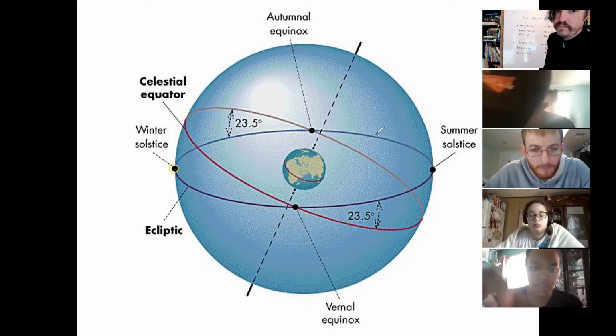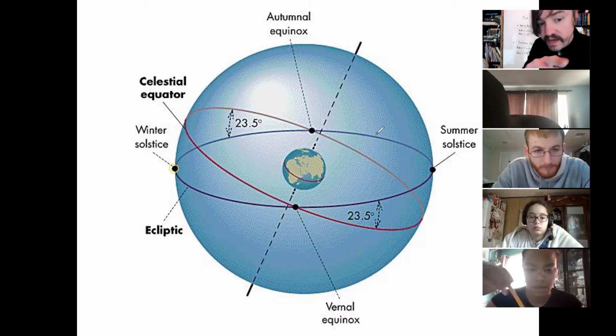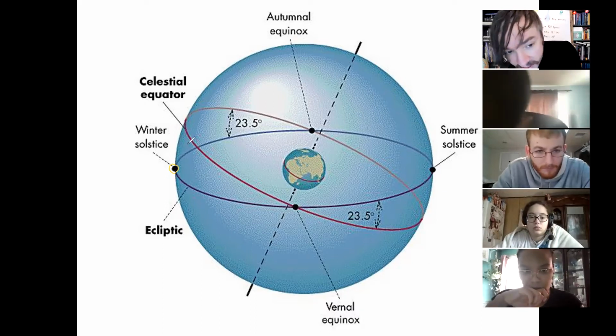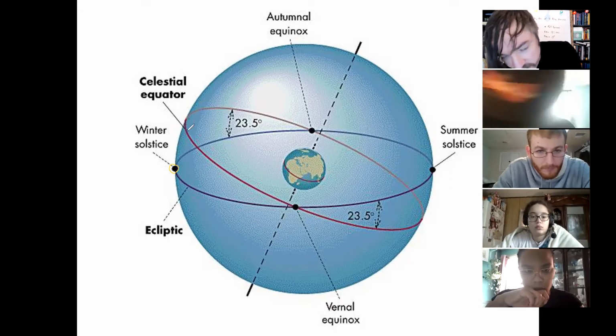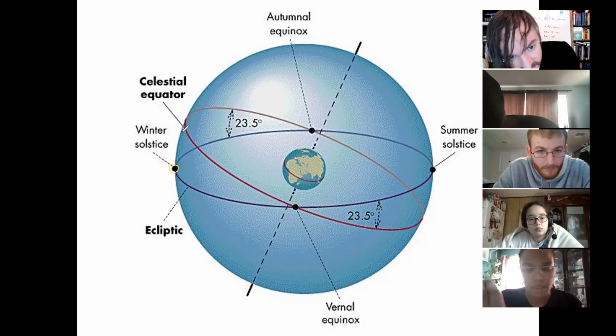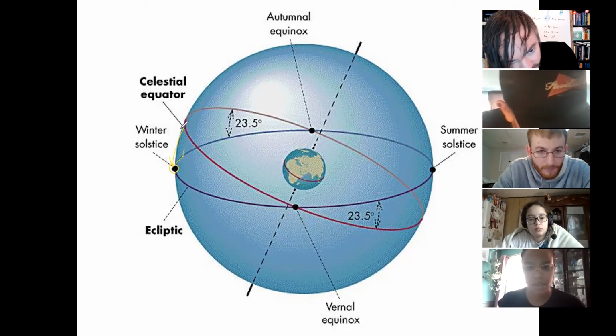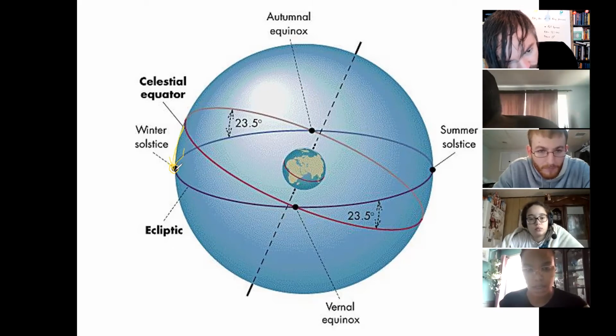Okay. It's on the celestial equator, so... No, the point is on the ecliptic, actually. Watch out for that. The celestial equator is up here. It's the red ring. So the point is not on the celestial equator. It's like this.